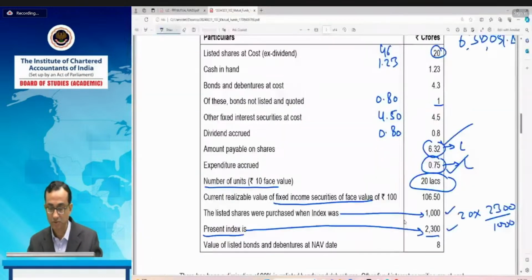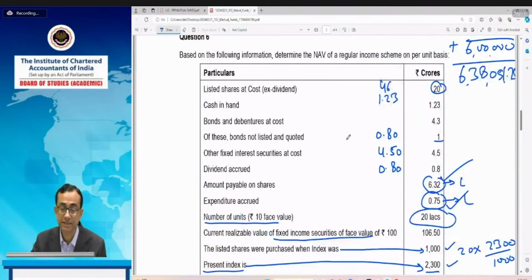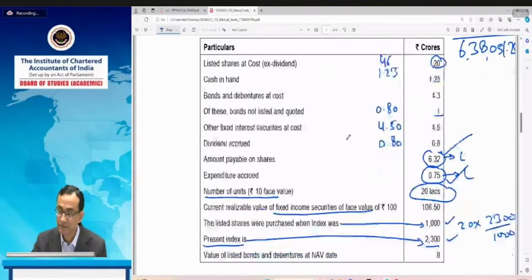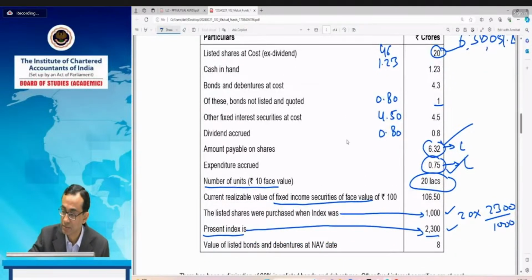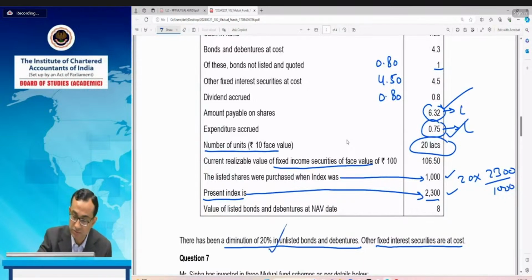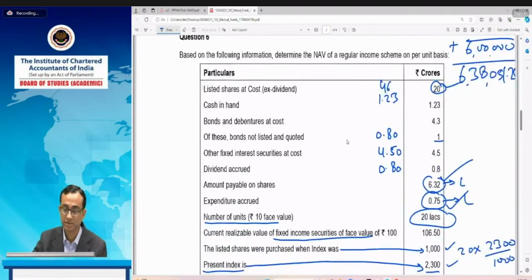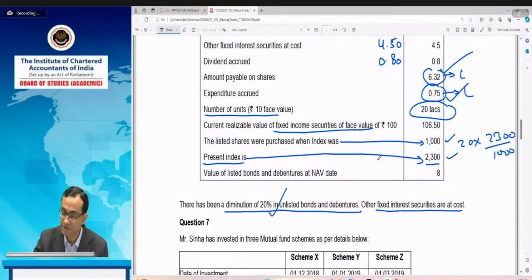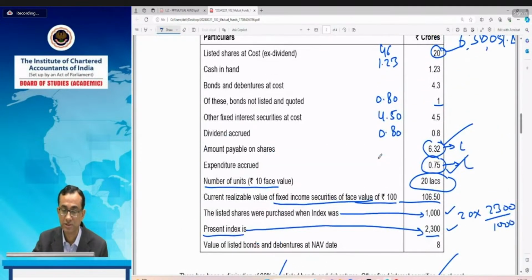Okay. So how have we proceeded? We actually took the current figures. So listed shares 46 we have taken. We converted this amount of 20 into the proportion of the listed shares. Then we took all the latest figures: cash in hand, and bonds and debentures not listed, which was given as 1, but since a 20% diminution in value is given, 0.8 has been taken as debentures not listed. Fixed income securities 4.5 is taken because it is given in the question that fixed income securities are at cost. Therefore, 4.5 is taken, not the other value. And then the bonds and debentures listed is taken as it is.